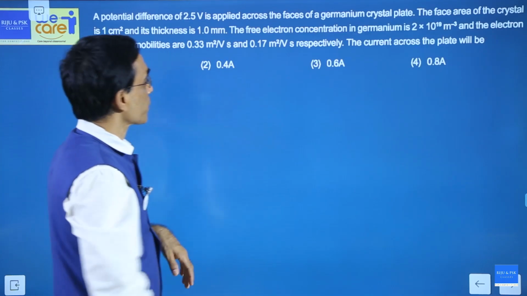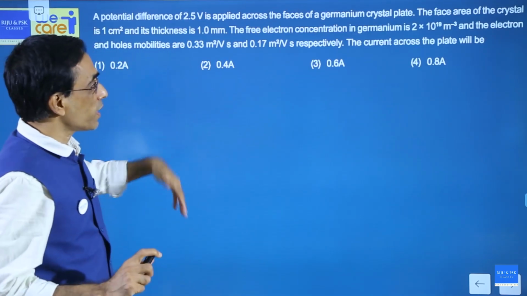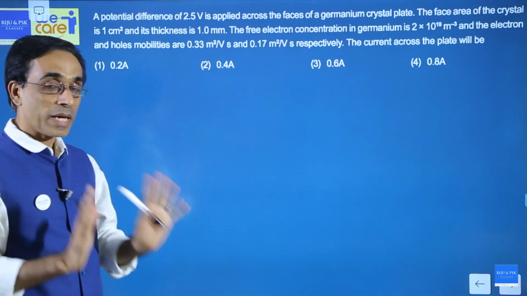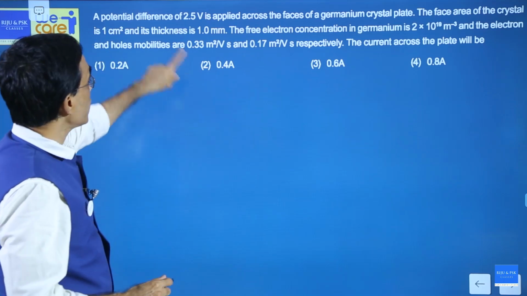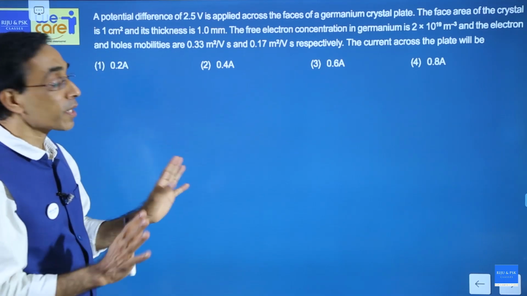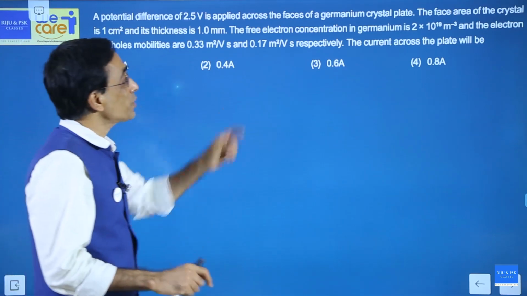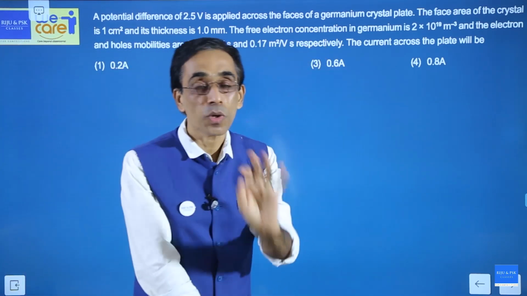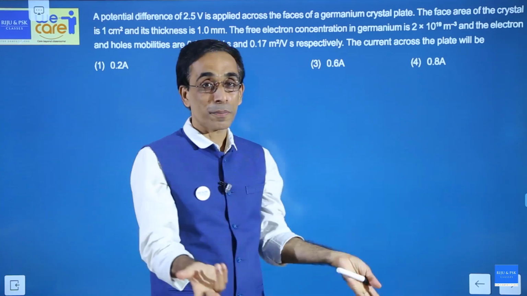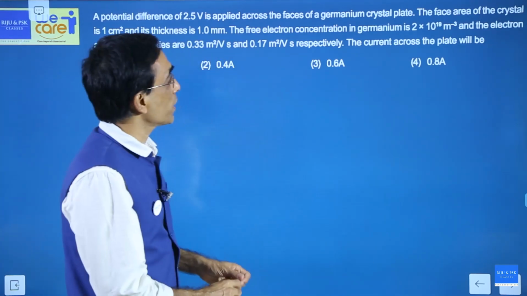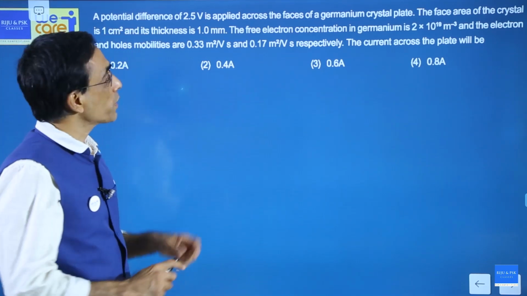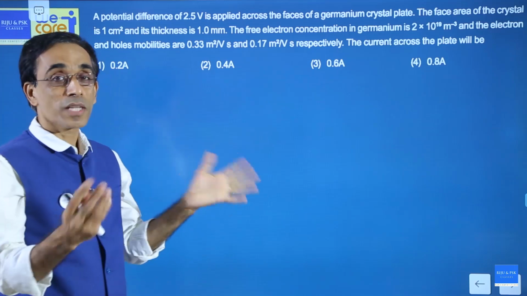This is quite complicated, directly related to current electricity. Read the question carefully, patiently. A potential difference of 2.5 volt is applied across the faces of a germanium crystal plate. It is only a germanium crystal plate, it is not a diode. It's only a piece of semiconductor, and it's germanium. It is not given whether it is doped or not, so we will consider it as pure germanium.